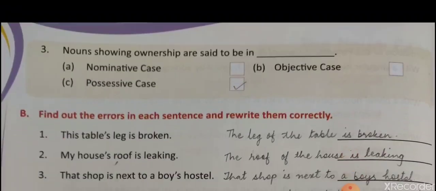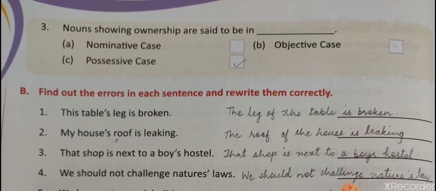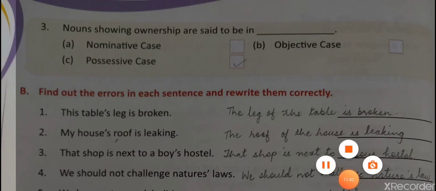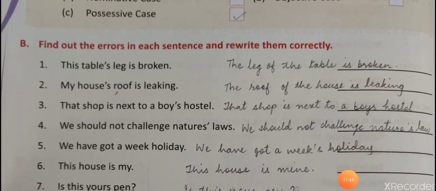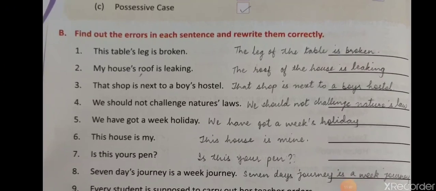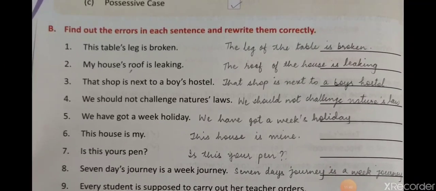And coming on to the next page, nouns showing ownership are said to be in possessive case. Second one is find out the errors in each of the sentences and rewrite them correctly. So you have to rewrite it for first thing. You cannot make changes in the sentence. You have to write it like I have written it in my book.